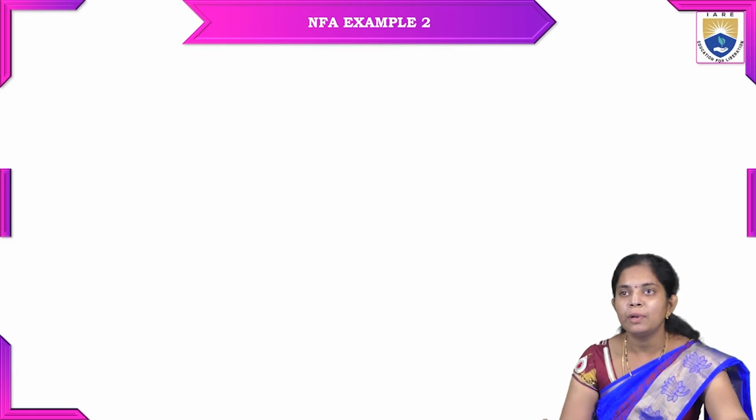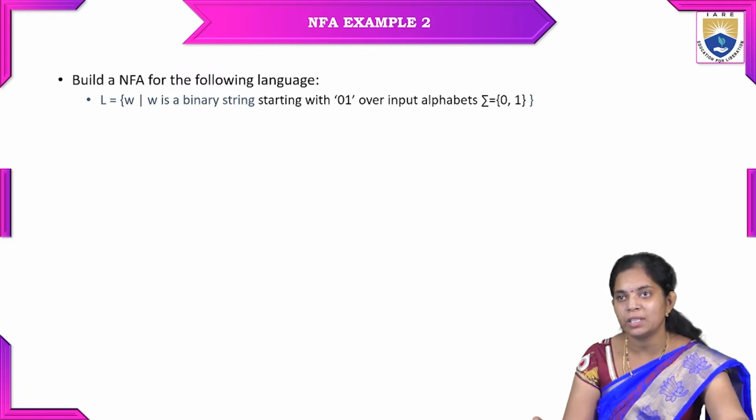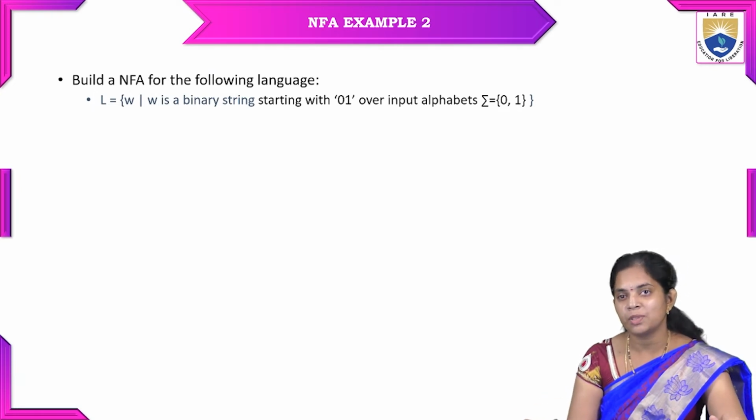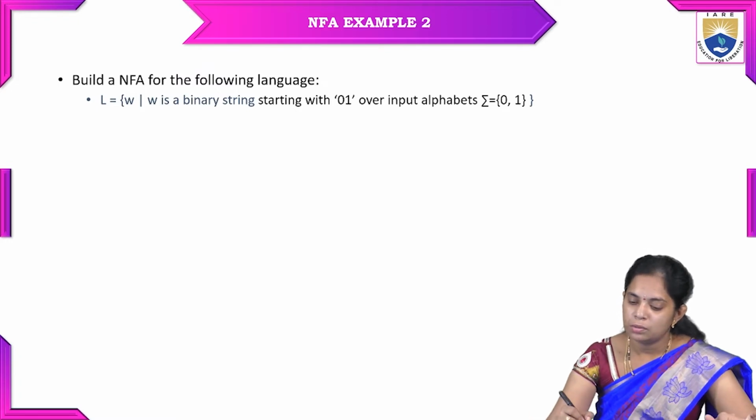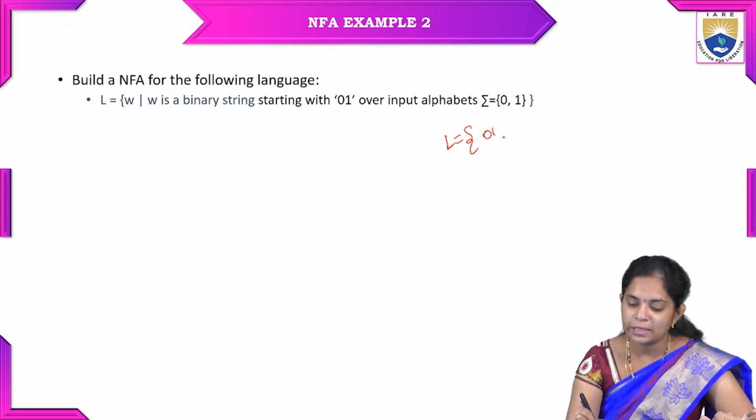And here is the example about building an NFA for the language L = {w | w is a binary string starting with 01} over the input alphabet. Same as the previous example, where we discussed the substring of a word. Here the condition is starting with 01. Starting with 01 means the minimum length is 01, and the start is 01.